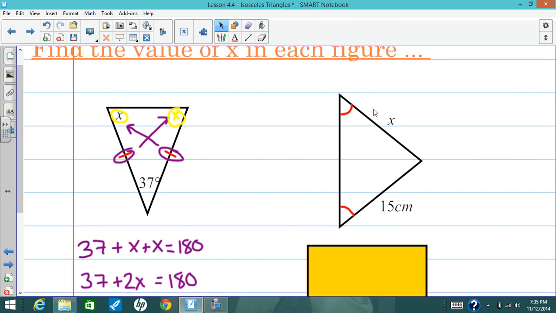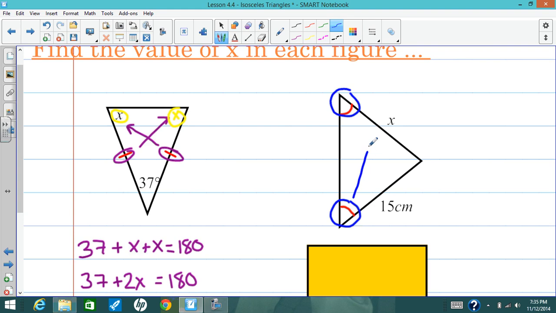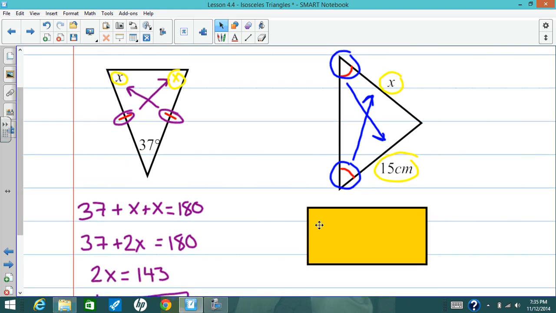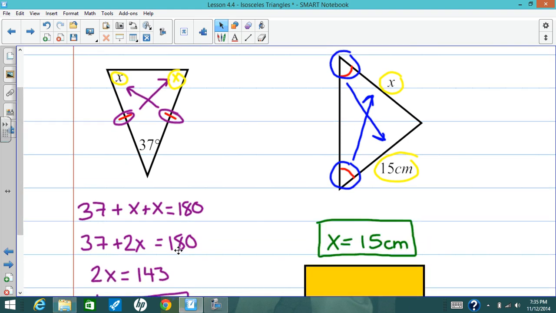We also can figure out if two angles are congruent to each other. So these guys are congruent. Then they're opposite sides. So this time I'm going to start at the angle, go through, and point at the side. Those opposite sides are congruent to each other. So this side and this side should be equal in length. So that means X is 15 centimeters.